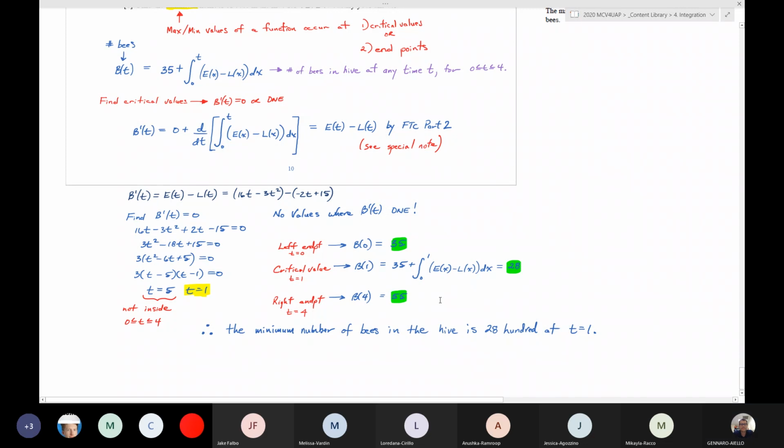So you could have been asked what's the absolute maximum number of bees in the hive, but we're asked the absolute minimum number of bees in the hive. So I compare those 3 green highlighted numbers at each of the endpoints and the critical value. So it's obvious the minimum number is 2,800 bees, and that occurs at t equals 1. And if they asked you the absolute maximum number of bees, you would do all the same thing, and your result would be that the maximum number of bees in the hive is 5,500, and that occurs at t equals 4.